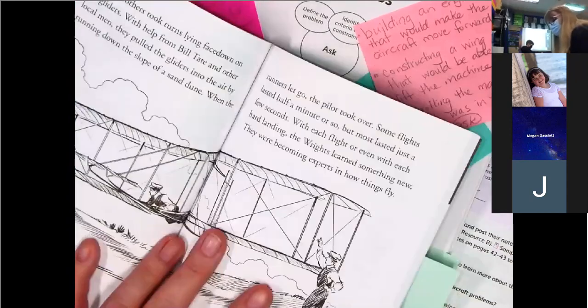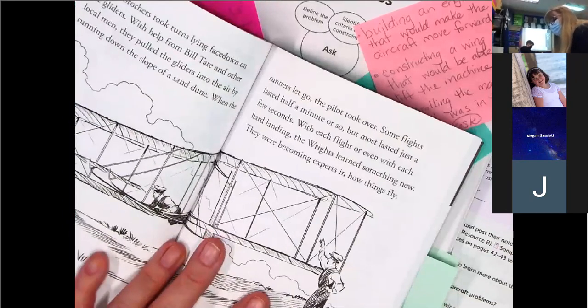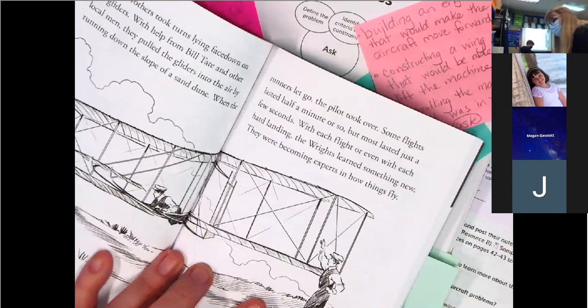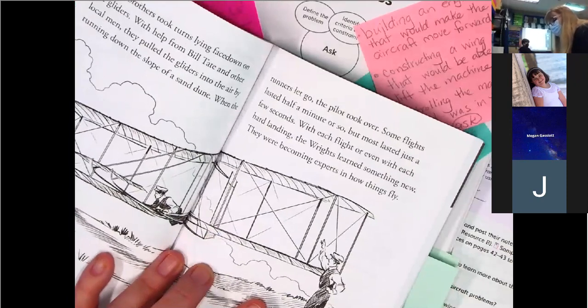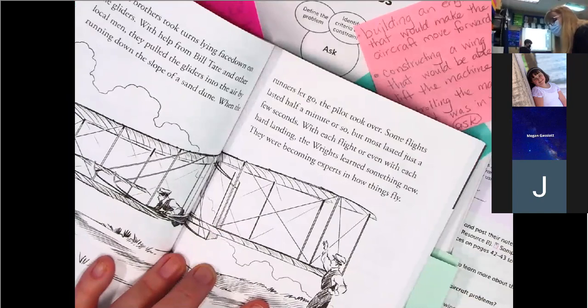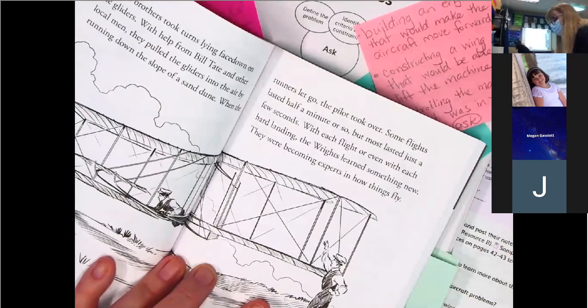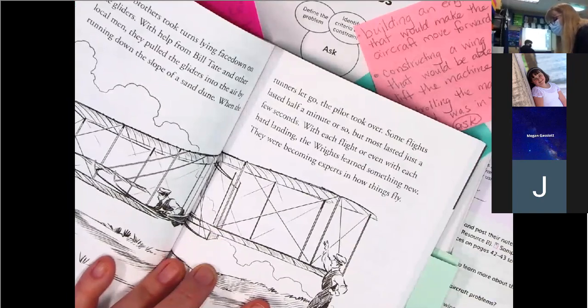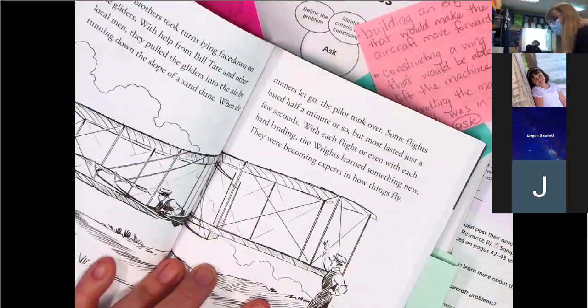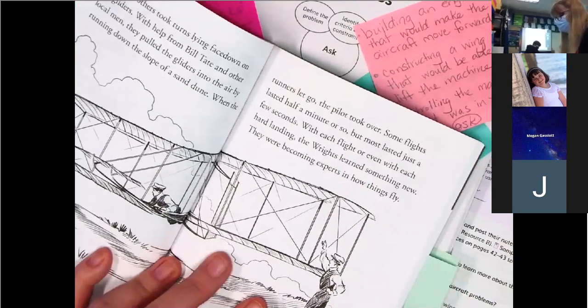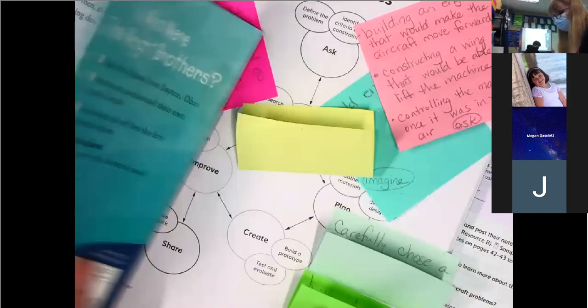The brothers took turns lying face down on the gliders. With help from Bill Tate and other local men, they pulled the gliders into the air by running down the slope of a sand dune. When the runners let go, the pilot took over. Some flights lasted half a minute or so, but most lasted just a few seconds. With each flight, or even with each hard landing, the Wrights learned something new. They were becoming experts in how things fly.